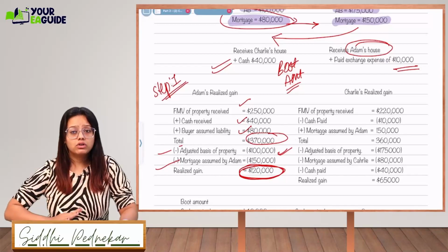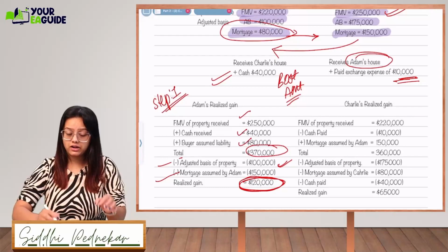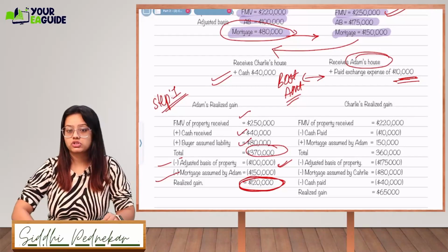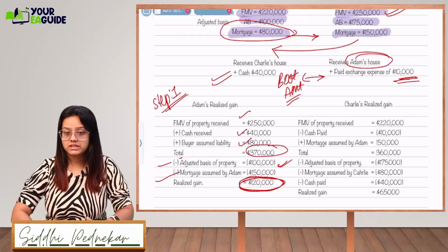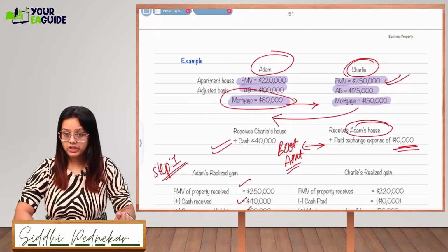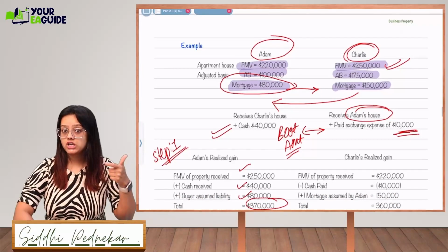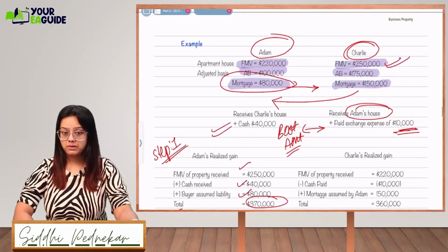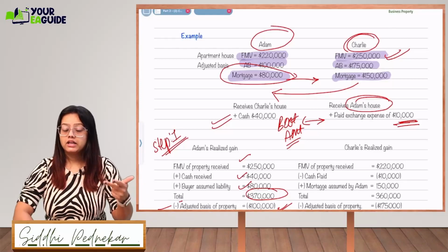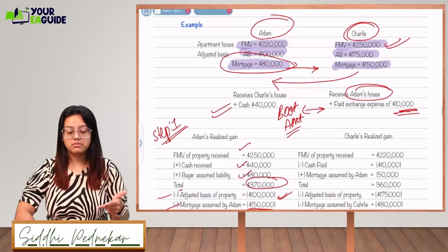Now out of this, see this 10,000, right now don't exclude it. This will be considered in the boot calculation. When we do the boot calculation, at that time we'll see. Okay, so first step is clear. What is your realized gain? Take the FMV of the property received, take the mortgage which is assumed by the other party, and take any cash which you are receiving. These three things are anyway going to be there in the question in the exam.